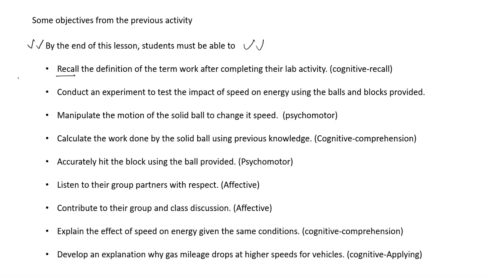Conduct an experiment to test the impact of speed on energy using the balls and blocks provided. Manipulate the motion of the solid ball to change its speed. So this one is a psychomotor objective. Calculate the work done by the solid ball using their previous knowledge. So this is cognitive, but it is comprehension or understanding.